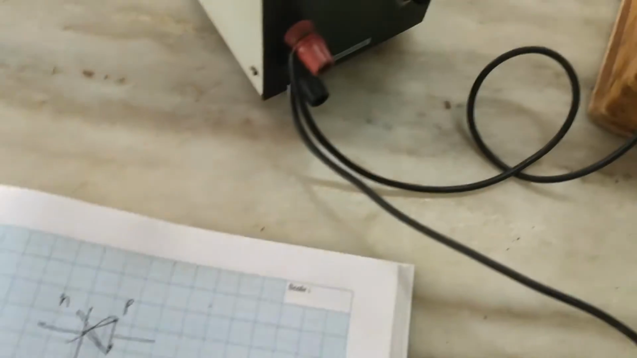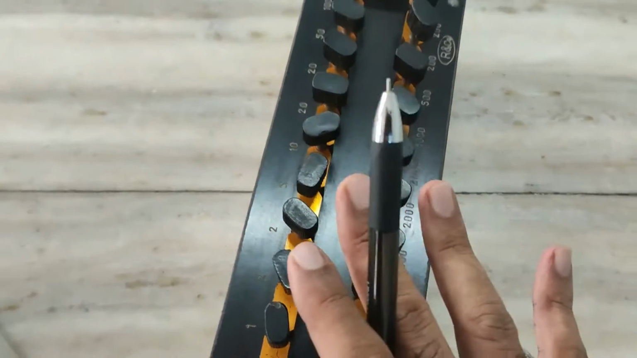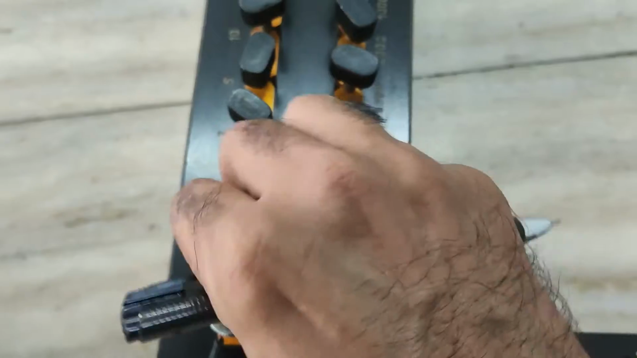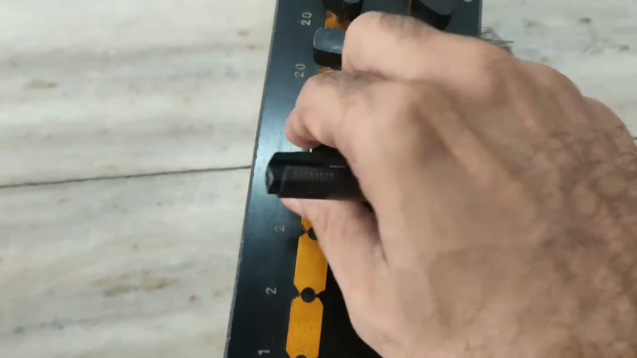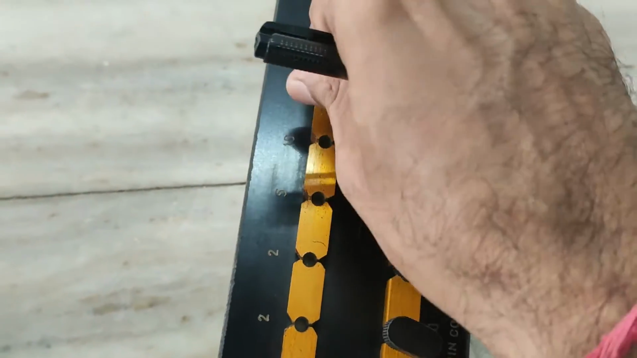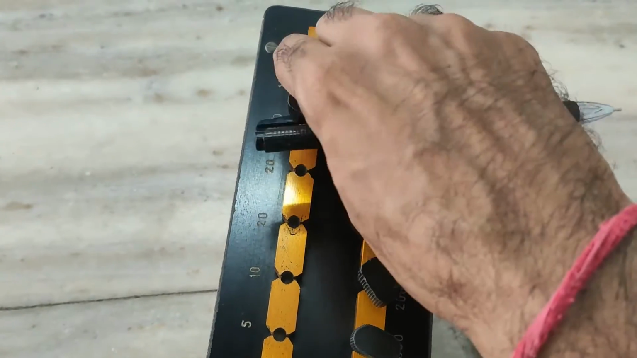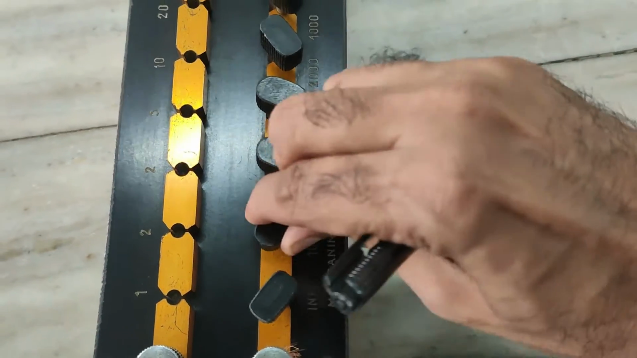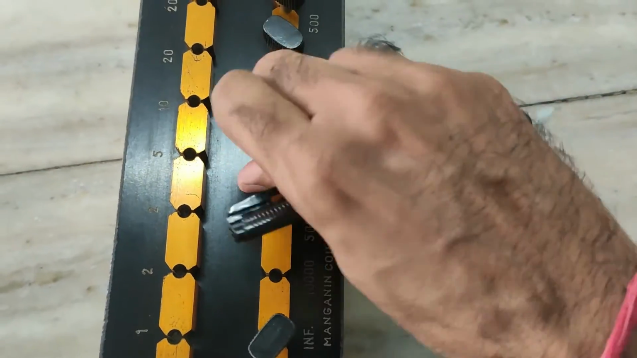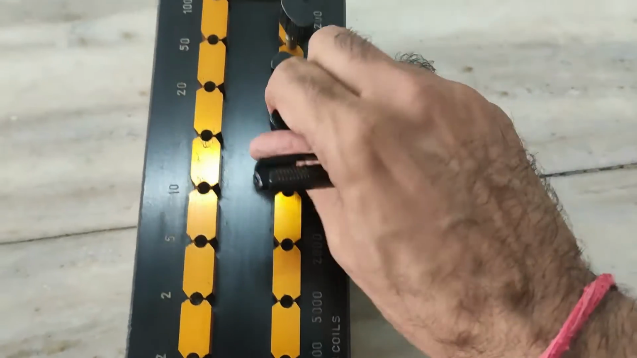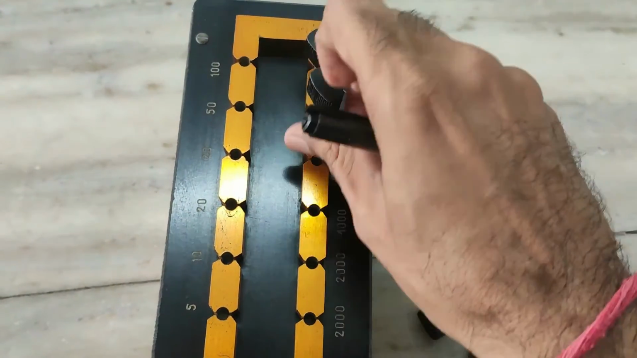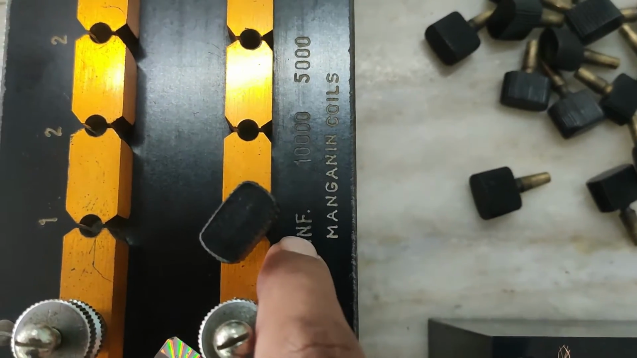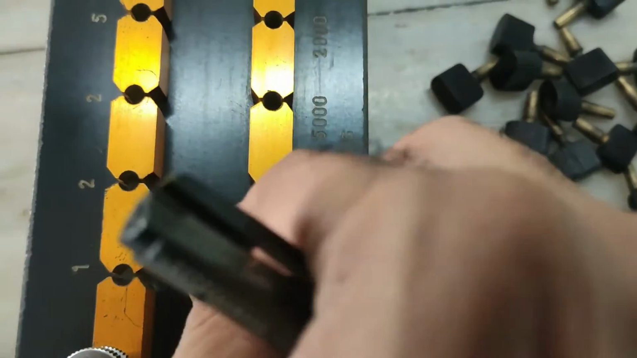So now, first of all, you remove very high resistance. That means you take out actually all the keys here. Take out all the keys. Whatever keys you take out, those values will get applied here. Except the infinity key, you take out all the keys. Only this infinity key, as mentioned over here, you keep it on here.